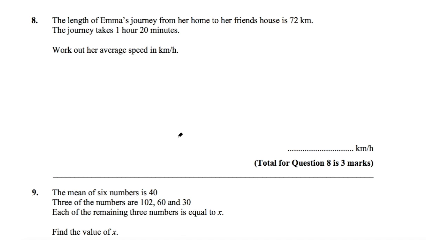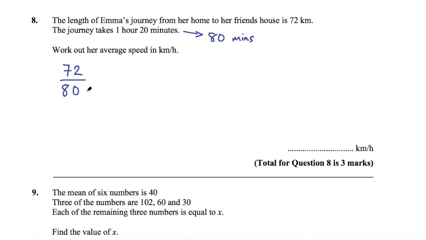Question 8 says the length of Emma's journey from her home to her friend's house is 72 kilometers. The journey takes 1 hour 20 minutes. Work out her average speed in kilometers per hour. So we need to work out how many kilometers in 1 hour. So we could work out how many kilometers she did in, say, 10 minutes or 1 minute, and then multiply that to get to an hour. Or we could look at this fraction, 72, and 1 hour and 20 minutes, that is the same as 80 minutes. Remember, there's 60 minutes in an hour plus 20, that'll be 80 minutes.